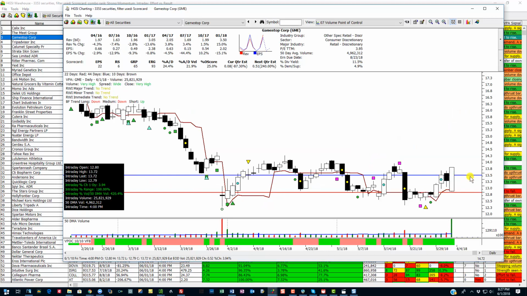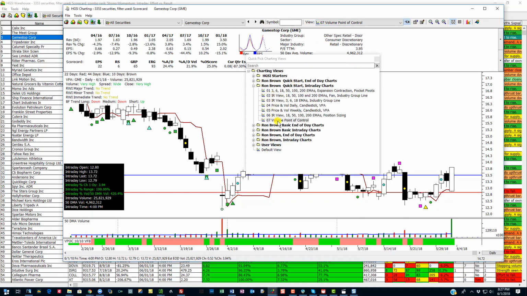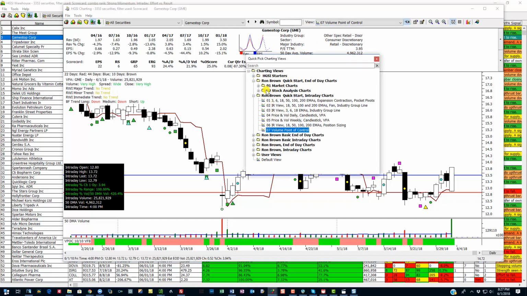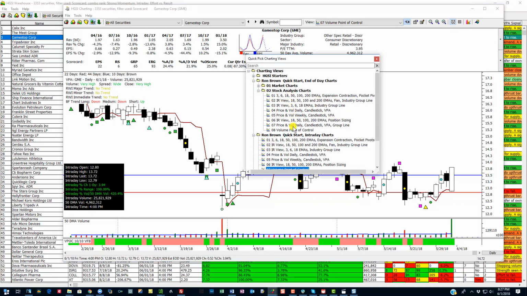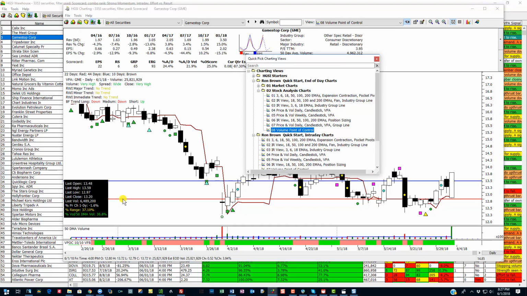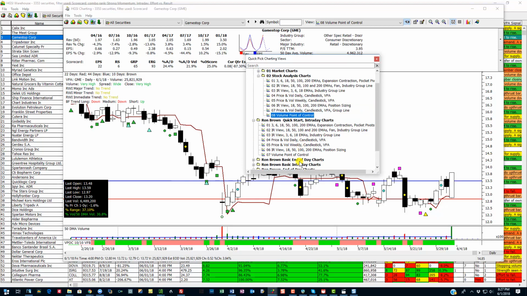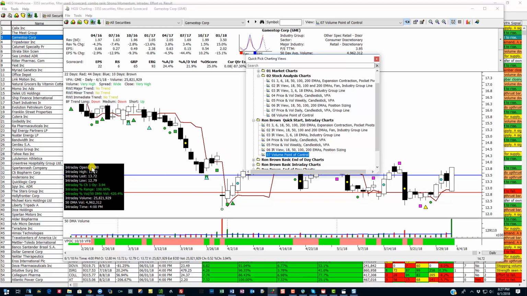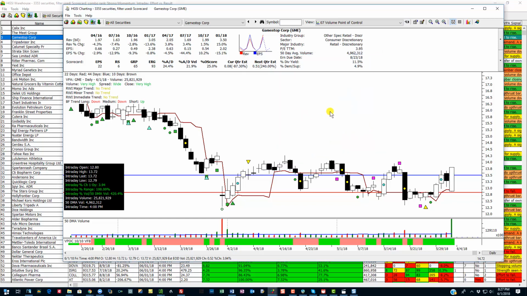I talk a lot about the chart, which is my new volume point of control. There is an intraday version and also an end of day version. It's number 7 in the intraday, and it's number 8 under stock charts in the end of day. The difference is this is end of day information for prospecting, whereas number 7 here is intraday information, so you can prospect and get that information during the day. Thank you for listening.